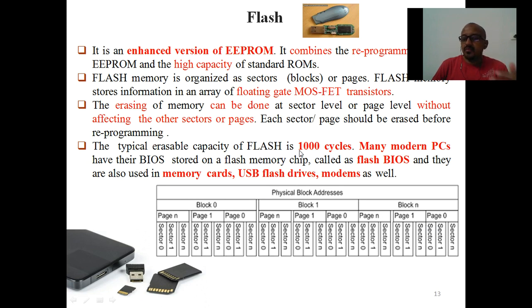The number of flash cycles is 1000, and even nowadays modern technology has increased the number of cycles. This kind of memory is used in many modern PCs having a BIOS, and most popularly in the data storage device we all carry, the pen drive, or USB flash drive, as well as modems and memory card readers used in our mobiles, which all fall in this type.